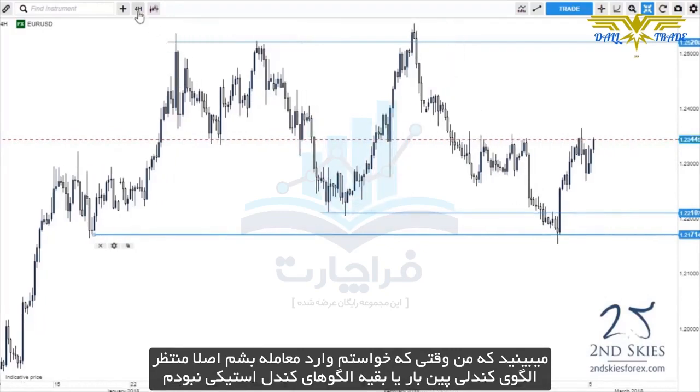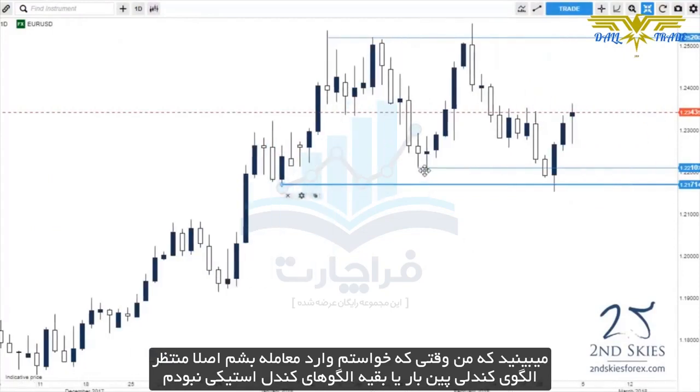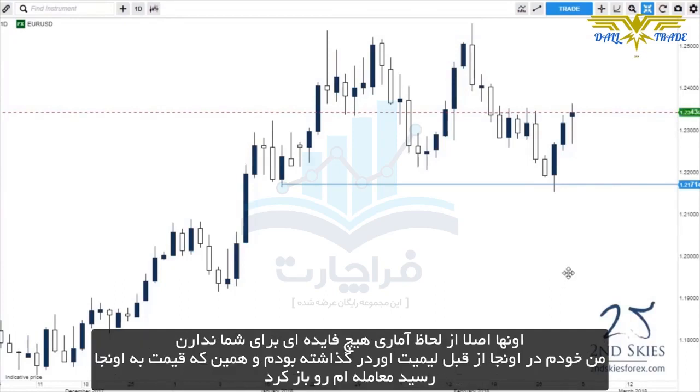Now, I did not wait for any sort of pin bar or engulfing bar or any sort of signal, 1 or 2 bar candlestick pattern. Those, as I've talked about many times before, will cause you to miss many trade opportunities. They give you a worse risk to reward ratio. They do not increase your accuracy. So they really offer no statistical edge for you at all.